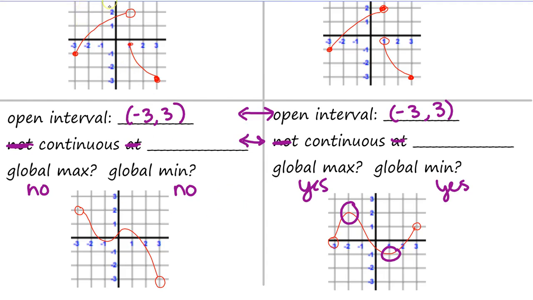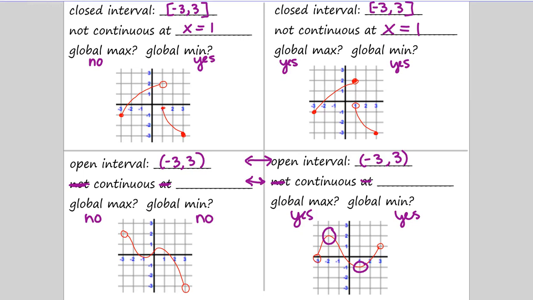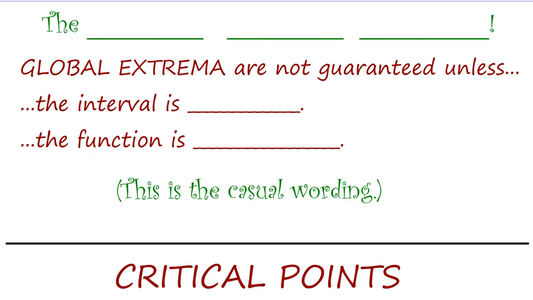So the point of these 4 problems is to determine what are the conditions that must be met in order to guarantee global extrema. And if we put all these together, you have to have a closed interval and you have to have continuity. So that leads us to a theorem. It's called the extreme value theorem. It's an example of an existence theorem.